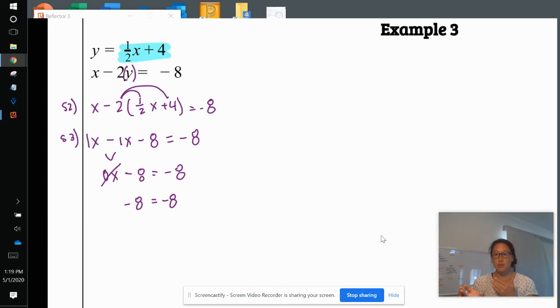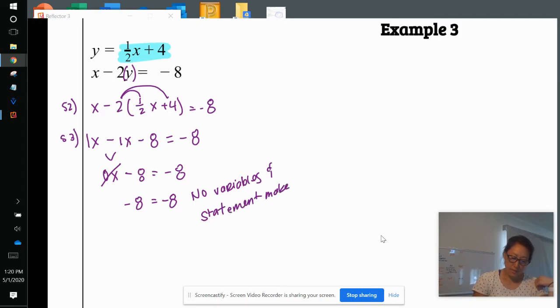Does negative 8 equal negative 8? Yes, that's true. So we have no variables, and the statement makes sense. So we have no solutions or infinite solutions. This is going to be infinite solutions. The two equations are actually the same.